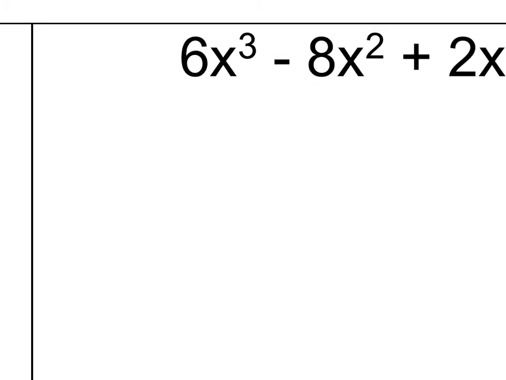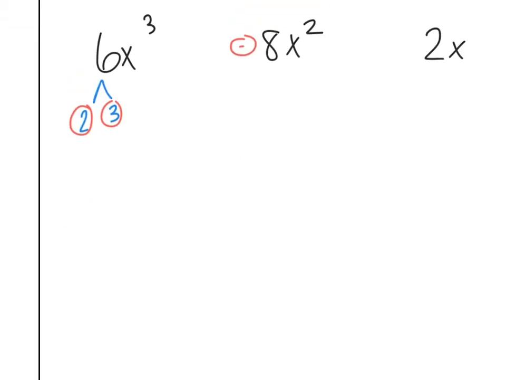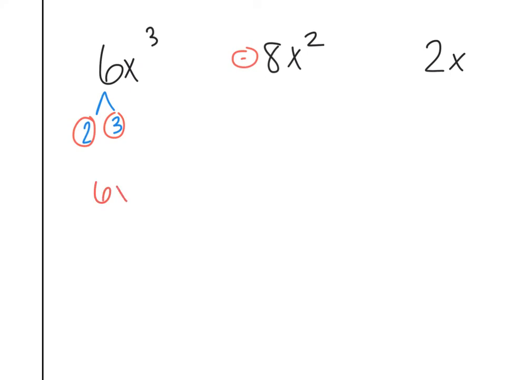So I'm going to find the prime factorization of 6x cubed, 8x squared, and 2x. But you have to remember that this is a negative 8. It'll play a role when we do our GCF leftovers. So the first thing I do is I break apart my 6 into 2 times 3. I can't go anymore, so I'm going to circle my primes. So my primes are 2 and 3. So I know 6x cubed equals 2 times 3 times x times x times x, because I have 3 x's.